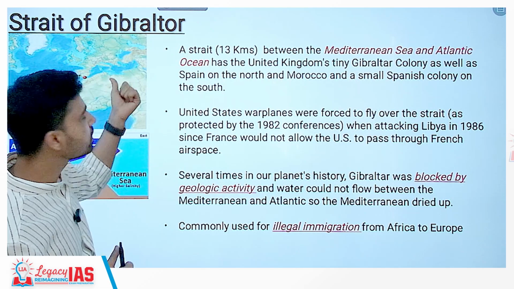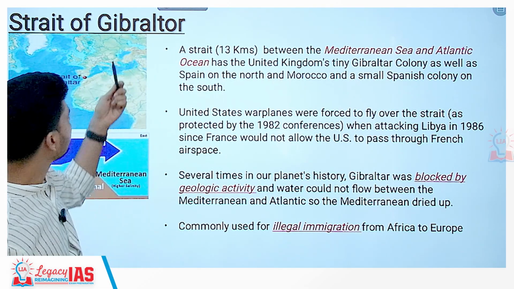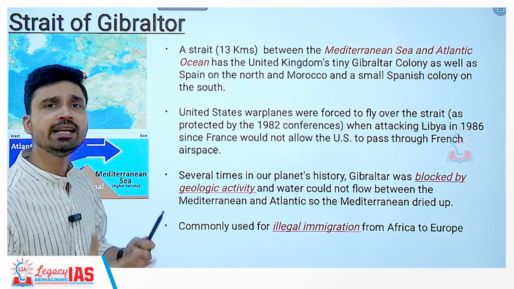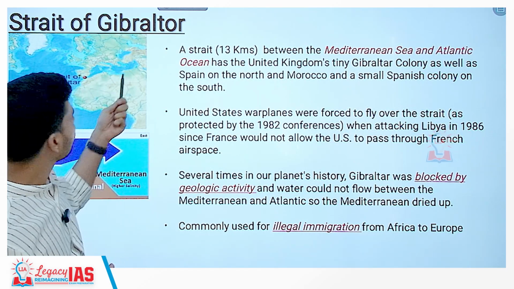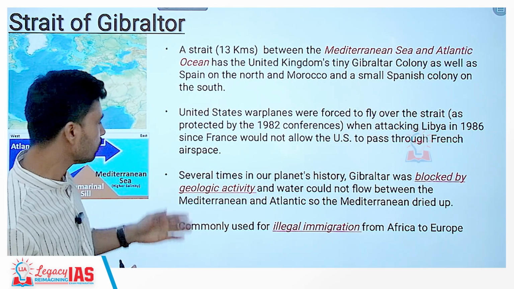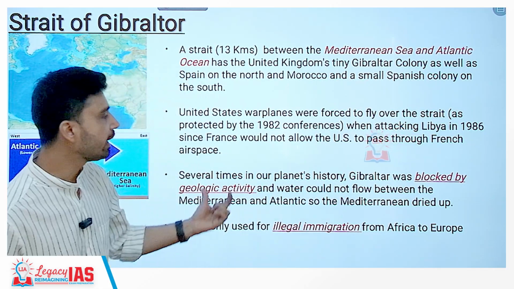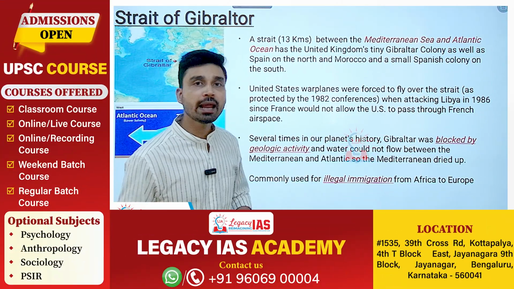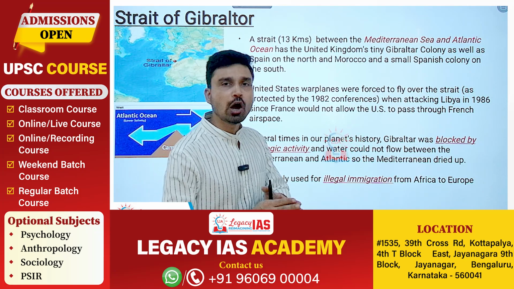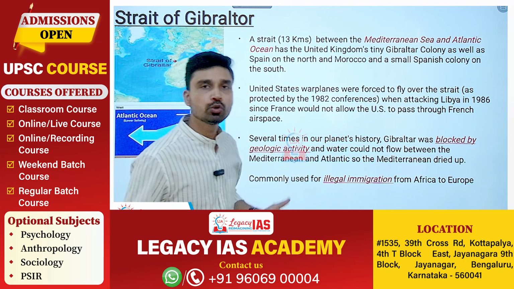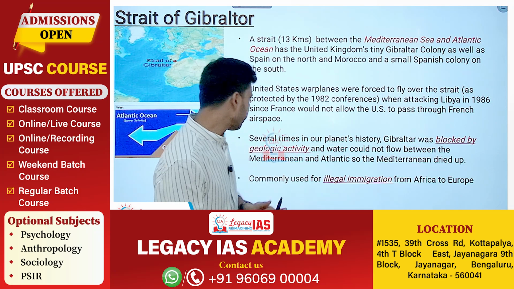The African plate is continuously pushing toward the Eurasian plate, that is on the north. Due to this, we have severe volcanic eruptions, landslides, earthquakes, and all these kinds of phenomena we have recorded here. So due to this geological activity, water could not flow between the Mediterranean and Atlantic. So the Mediterranean had dried up in the past. However, when the water flow resumed from the Atlantic, the Mediterranean Sea basically got filled up.